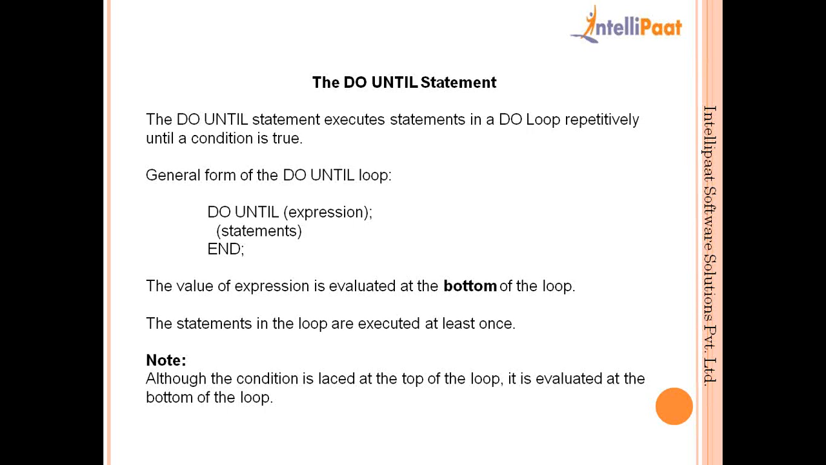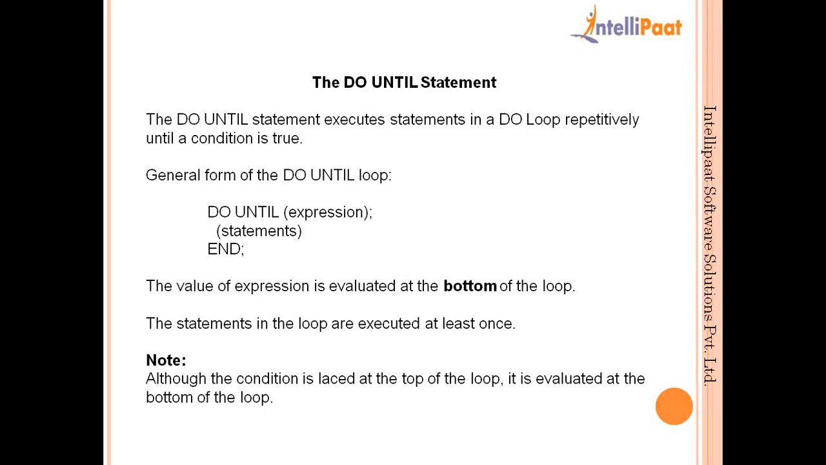And then the general form of the do until loop would be: do until expression, statement, and then end. The value of the expression is evaluated at the bottom of the loop. Basically, as soon as it finds that the condition is true, it will stop there and then. So the statements in the loop are executed at least once. Whether the condition is true or false, it will execute at least once, and as soon as it finds that the condition was true, it will stop. It won't run for the next iteration.